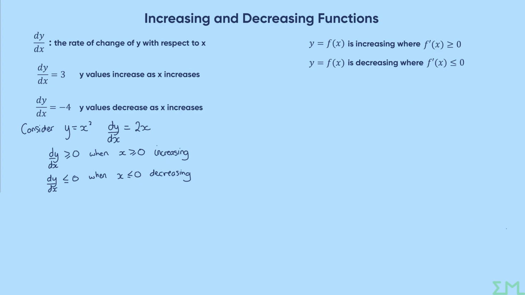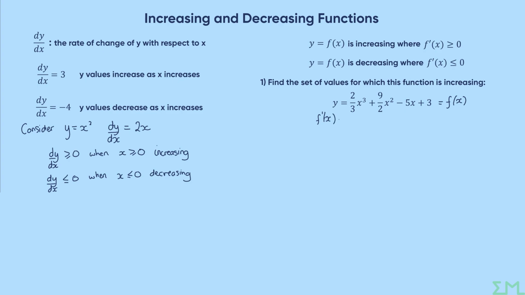Okay, let's do an example. Okay, so we're going to be finding the set of values for which this function is increasing. So we're looking at solving the first derivative. So we're going to find the first derivative, and we're looking at for when setting that to be greater than or equal to 0, positive gradient. So I'm going to call this f of x so that I can just say f dash of x and not worry about writing dy by dx out.